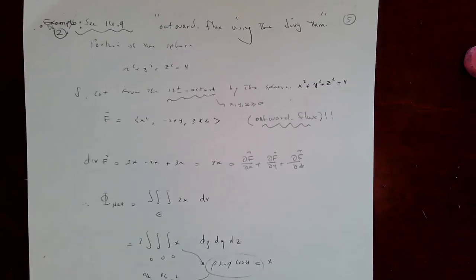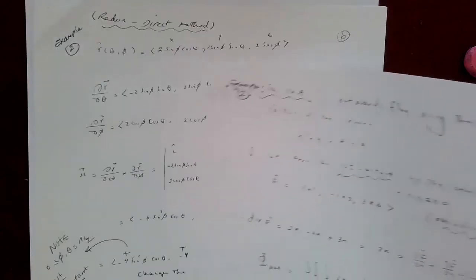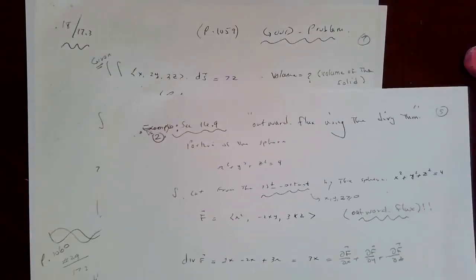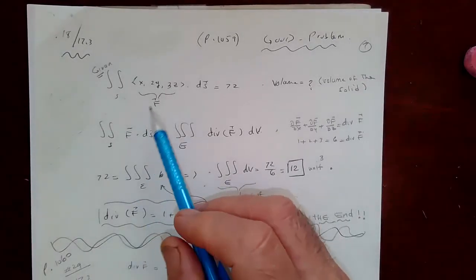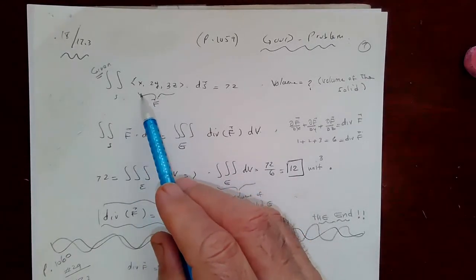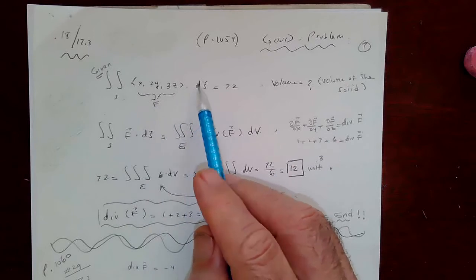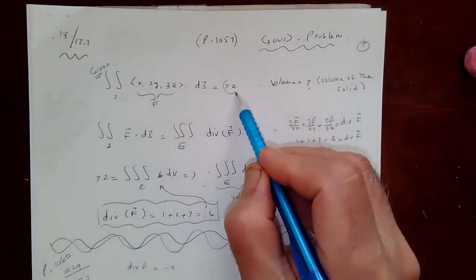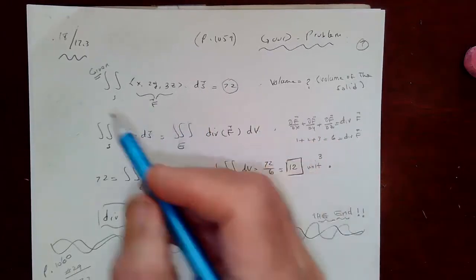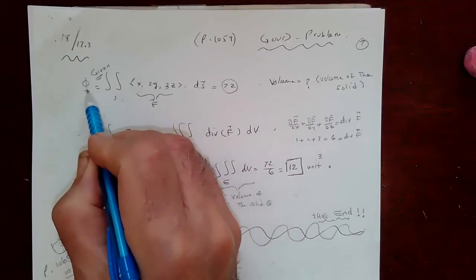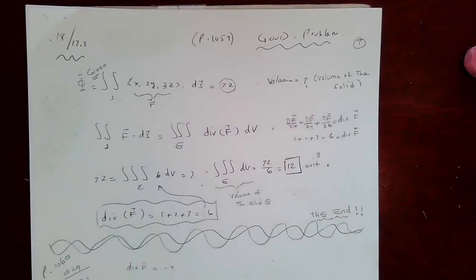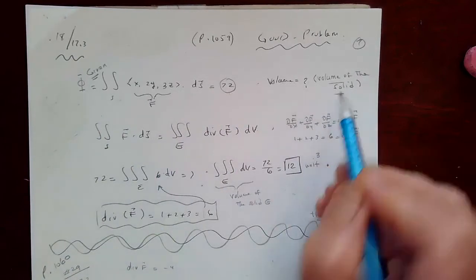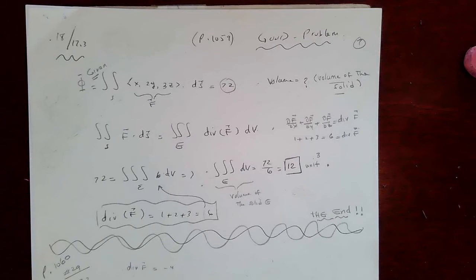So that's basically how these types of problems go. But here is a nice problem, which we will finish this section with. The question is, you are given a surface integral equal to 72. So here the flux of F over surface S is 72. What is the volume of the solid? That's really neat, isn't it?